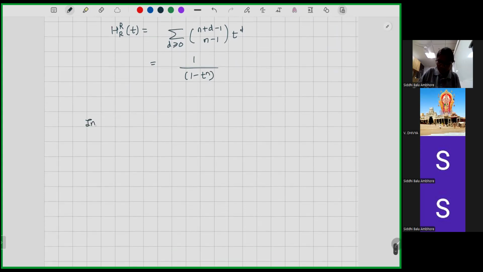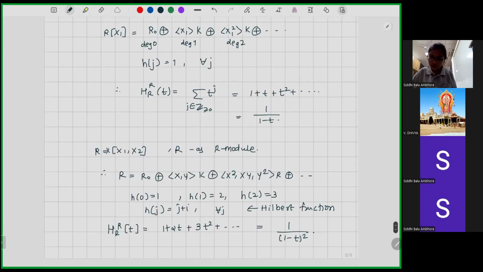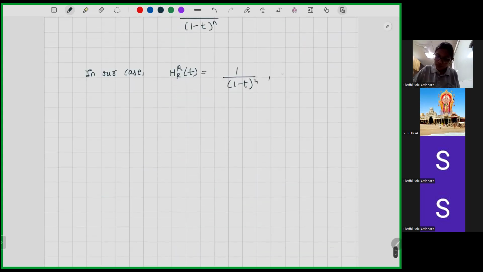So in our case, we have H_R(T) is 1 over (1 minus T) to the power n, with n equal to 4, since R is k[W, X, Y, Z]. I hope I didn't make a mistake there.